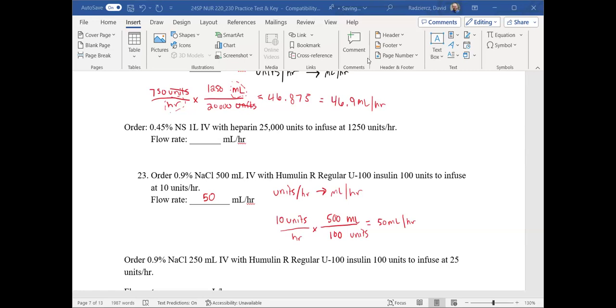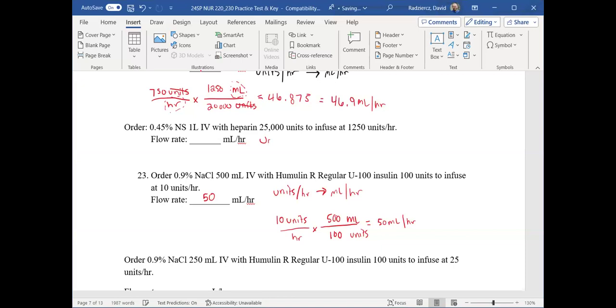So let me just show you at least my strategy. You could do this any way as long as you get the same answer. There's no one wrong or one right way, but this is how I look at these questions.